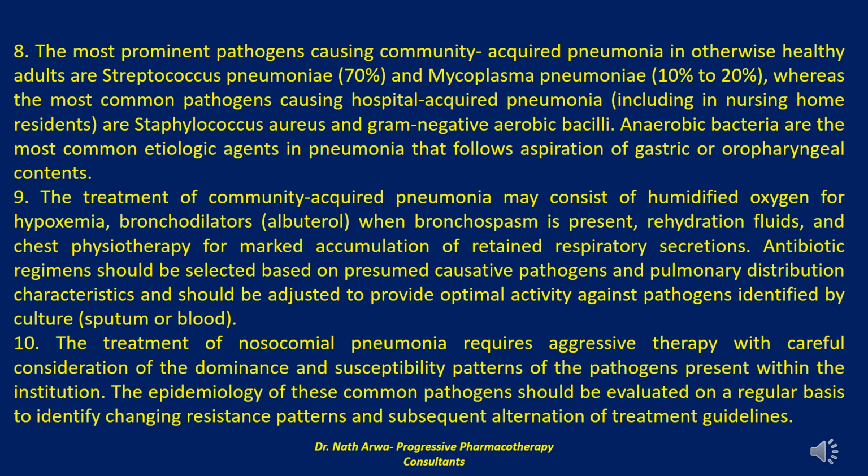9. The treatment of community-acquired pneumonia may consist of humidified oxygen for hypoxemia, bronchodilators, albuterol when bronchospasm is present, rehydration fluids, and chest physiotherapy for marked accumulation of retained respiratory secretions. Antibiotic regimens should be selected based on presumed causative pathogens and pulmonary distribution characteristics and should be adjusted to provide optimal activity against pathogens identified by culture, sputum or blood.